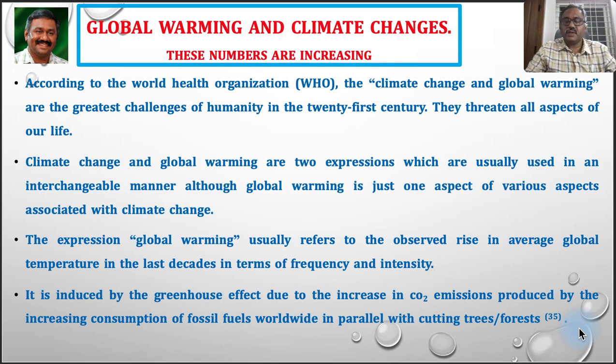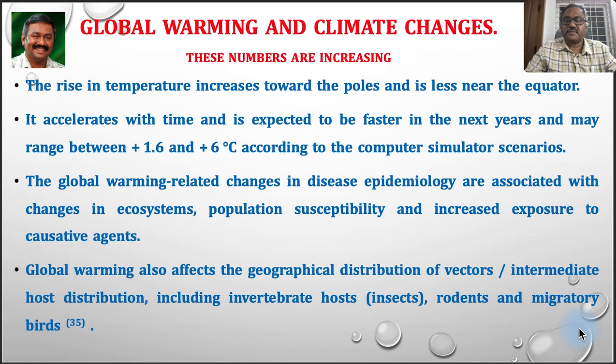The expression global warming usually refers to the observed rise in average global temperature in the last decade in terms of frequency and intensity. It is induced by the greenhouse effect due to the increase in carbon dioxide emission produced by the increasing consumption of fossil fuels worldwide, in parallel with cutting trees and forests. The rise in temperature increases towards the poles and is less near the equator. It accelerates with time and is expected to be faster in the next years and may range between plus 1.6 and plus 6 degrees centigrade according to computer simulator scenarios.